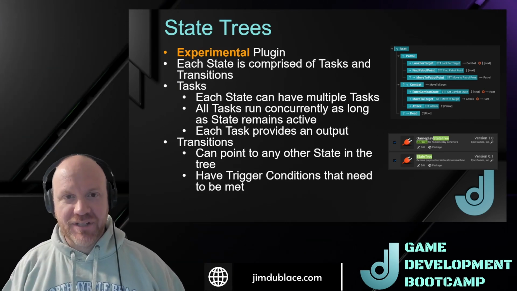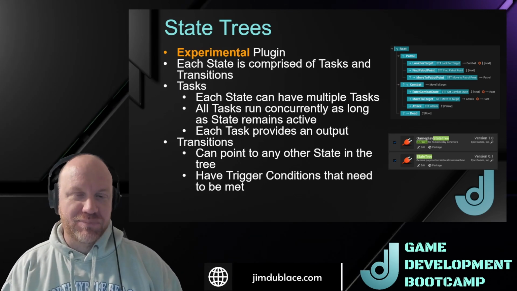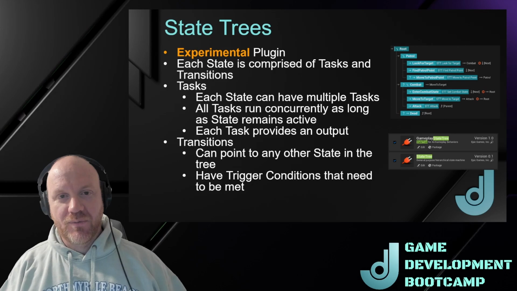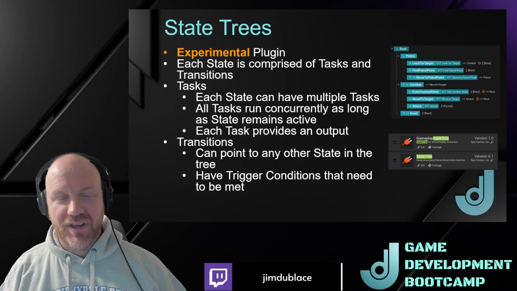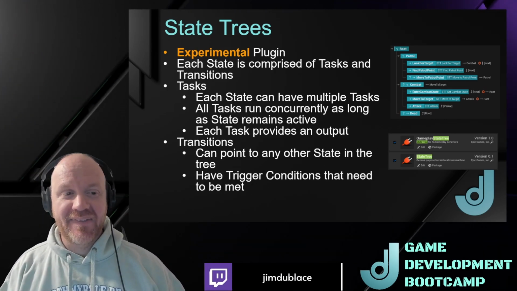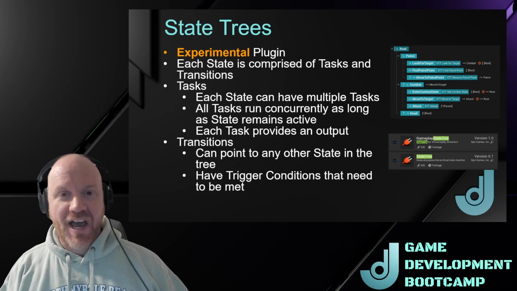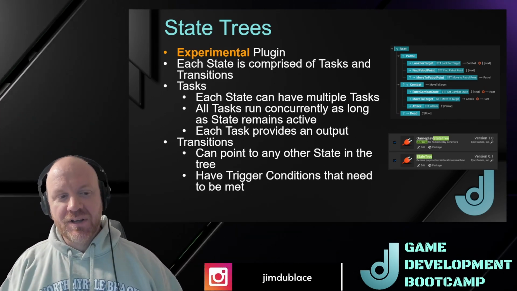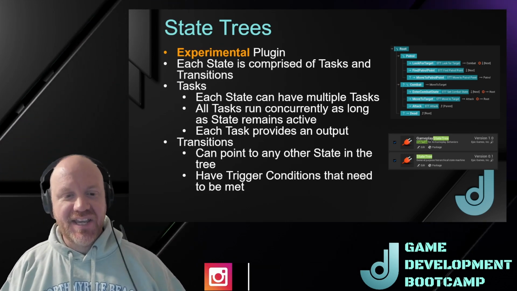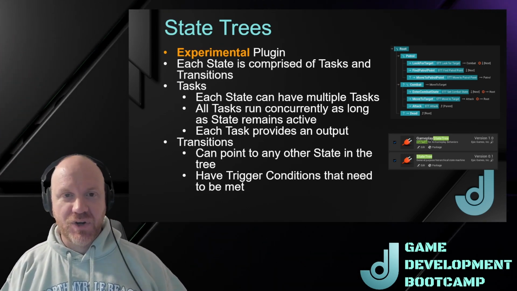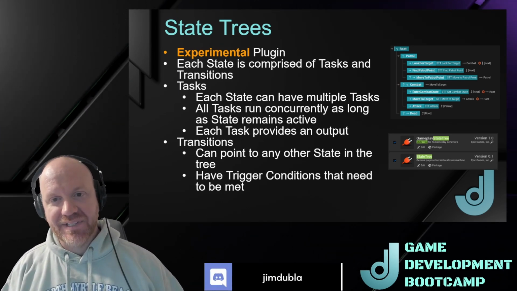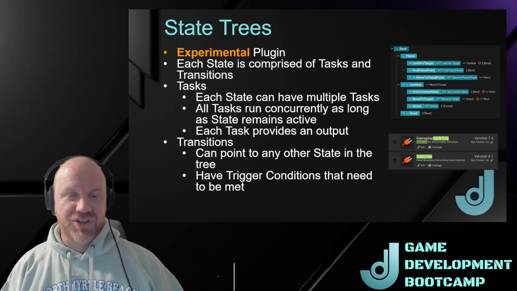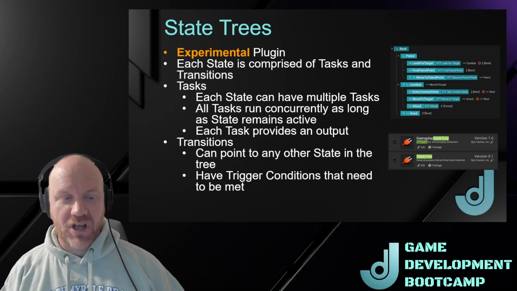And at the fundamental level, state trees are comprised of two basic things. They're comprised of tasks, which are what the character in our case is going to be doing, and then transitions, which is how to handle moving between different states within the state tree. So when we talk about tasks, each state can have multiple tasks, so you're not just restricted to one task. And also, a state doesn't have to have a task. It can just be a state that handles some logic or something.